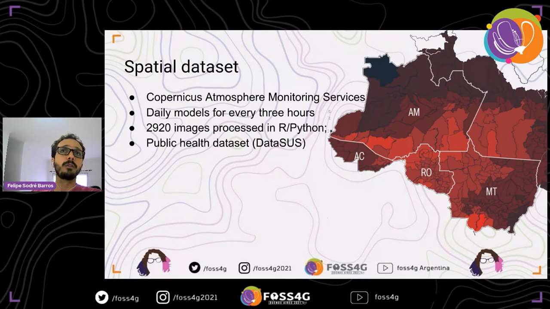For the public health data about hospital admissions, we used the data source of the public health system in Brazil. Despite all the problems we had with the president trying to hide this information, we could use it, and where needed, we accessed state-level health information.